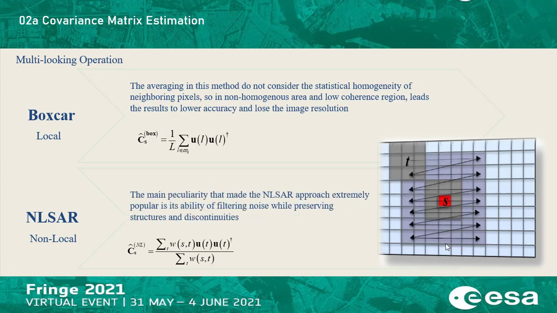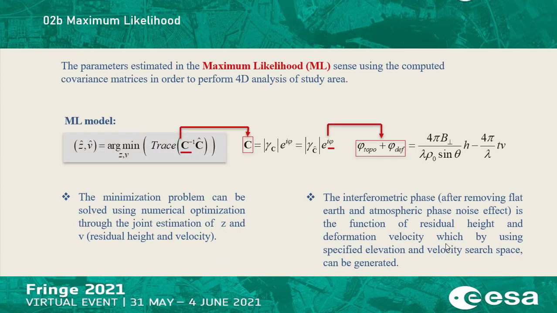The main peculiarity that made the NLSR approach extremely popular is its ability of filtering noise while preserving structures and discontinuities. In this framework, the parameters are estimated in the maximum likelihood sense in order to perform 4D analysis of a study area. Following some statistical concepts of maximum likelihood, this model can be obtained. By minimizing the cost function, we try to estimate the unknown parameters for each pixel. The minimization problem can be solved using numerical optimization through the joint estimation of Z and V, residual height and velocity.